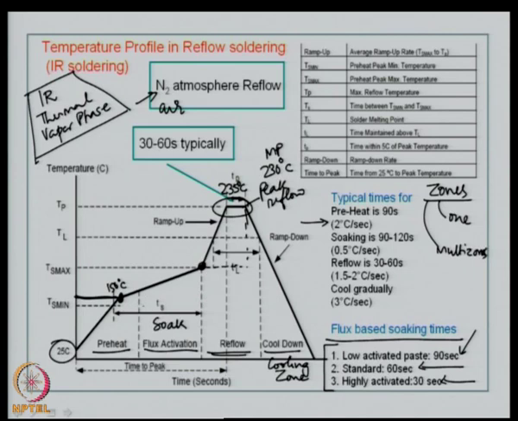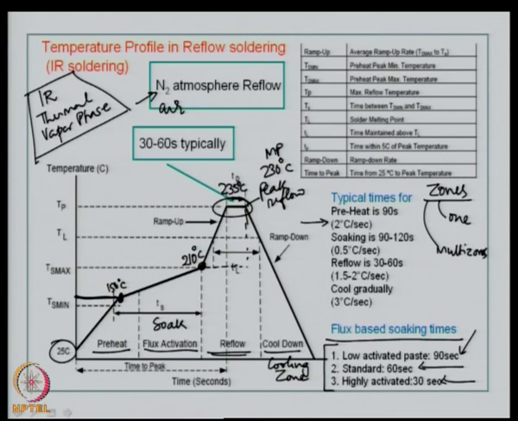Soaking zone can be large. Okay. So, typically from 150 degrees centigrade to let us say 210 or 220 can be a typical reflow profile for a solder paste which is melting at 230. Then from 210 to 235 can be your reflow zone.